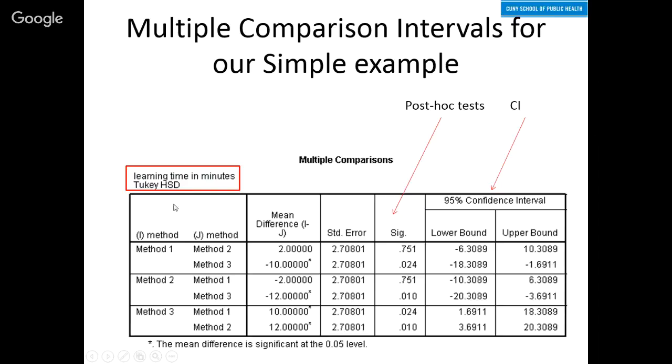So this is an example of the Tukey. I think that stands for honest significant difference. Like, honest, there's a significant difference. And you will see for each of these the mean difference, standard errors, and a lower and upper bound on the difference in means. So this is the lower and upper bound for the difference between method 1 and method 2, and this is the lower and upper bound for the difference between method 1 and method 3.